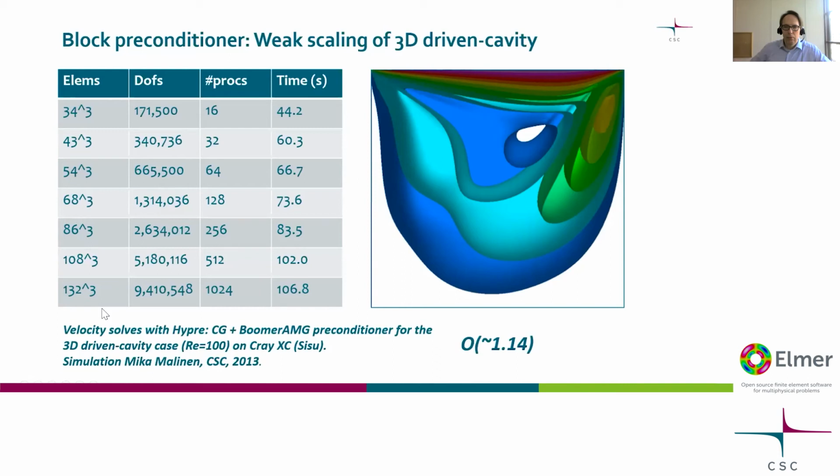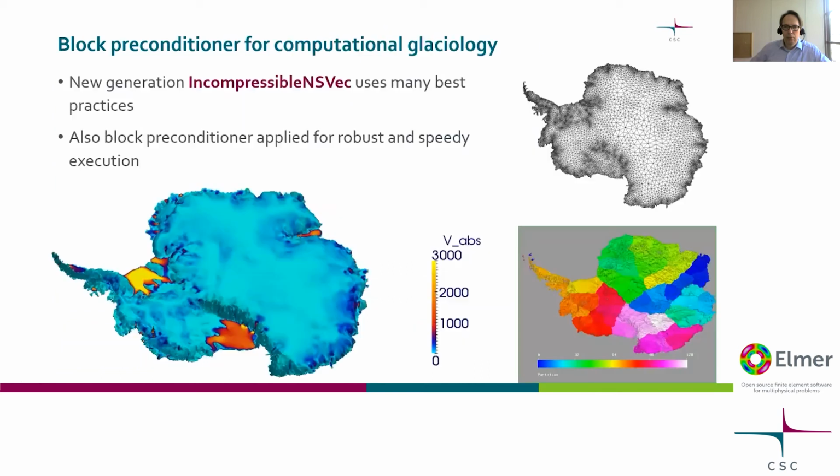So I think the problem is like, well, it's 4 times larger in each direction. So that means it's 64 times larger, but the time just grows with a factor 2.5 or so. And this has a scaling law of 1.14. So it's pretty decent for such a complicated problem.